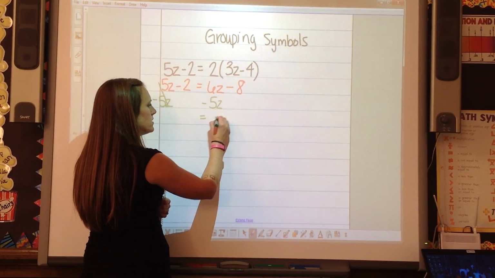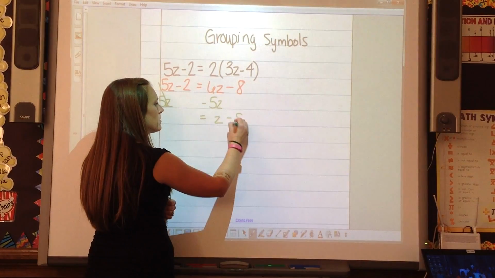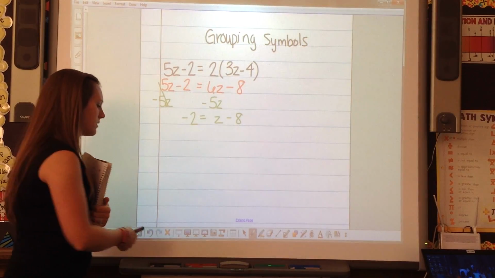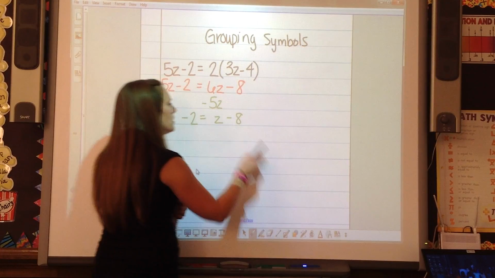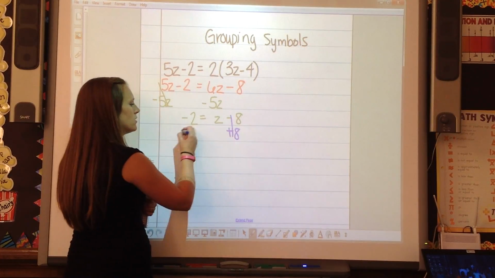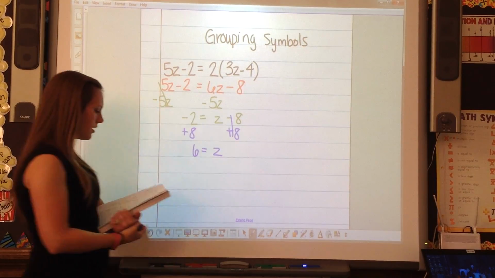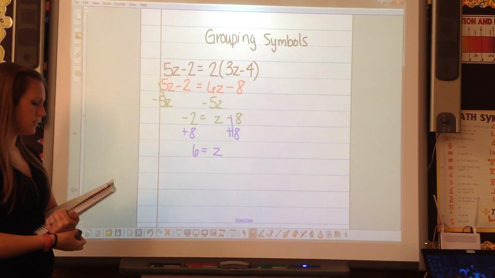This would be a 1z. I'm just going to put z. It means the same thing. Over here, I'm left with the -2. Always take those signs out in front. Bring the 8 over. I get 6. Because this z is a 1z, that z is already by itself, so my answer is 6.